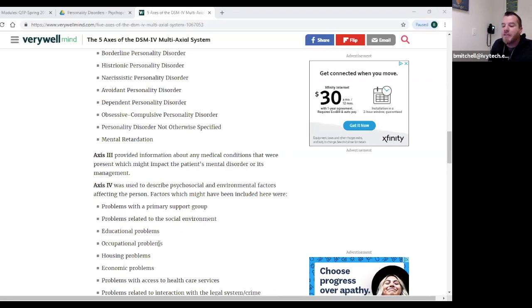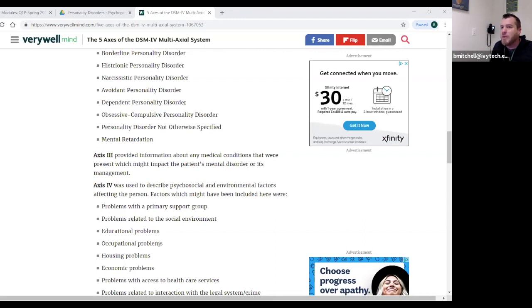Okay, so axis 4 is, you know, I just got fired from my job, or my wife left me, or my husband left me, or my kids don't like me, or I don't have money to pay for medications. All these things that definitely are going to contribute. Again, if somebody doesn't have money for food, I can do therapy to try to make them feel better about their depression all day. But you know what?